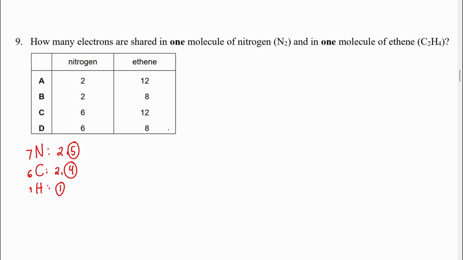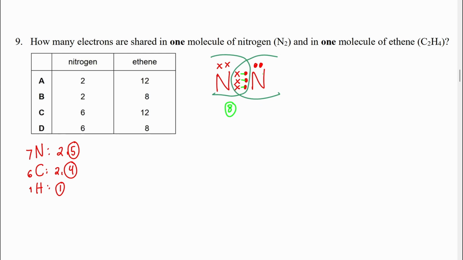So let's draw N2 in here. So nitrogen has 5 electrons. 1, 2, 3, 4, 5, and 1, 2, 3, 4, 5, right? So this is the bonding, the covalent bonding. So at the end, nitrogen will have 5 electrons from itself and 6, 7, 8, right? So nitrogen in here is stable or complete.